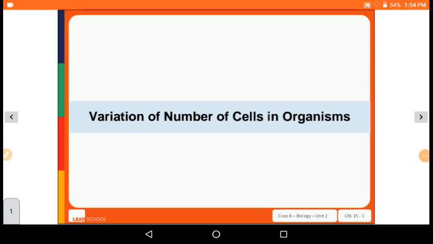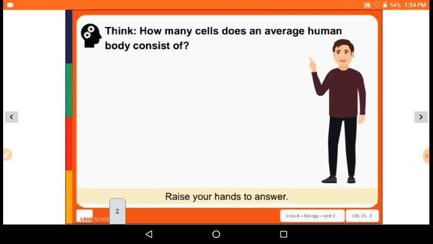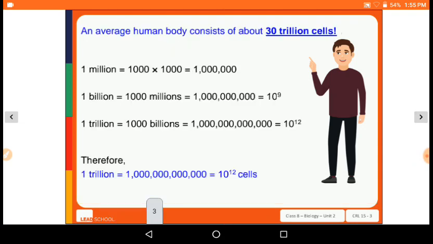Variation of number of cells in organisms. First, how many cells does an average human body consist of? An average human body consists of about 30 trillion cells.